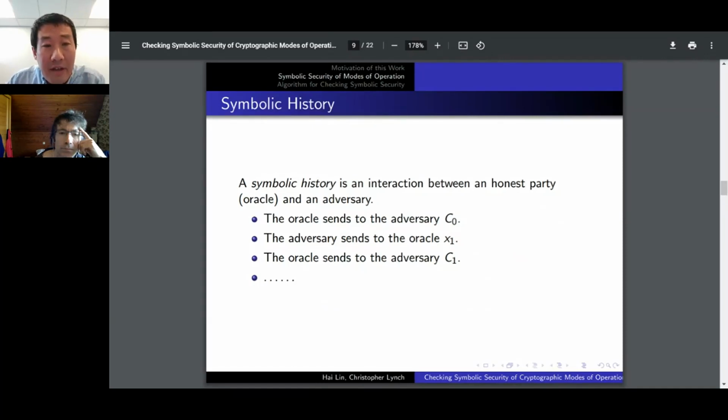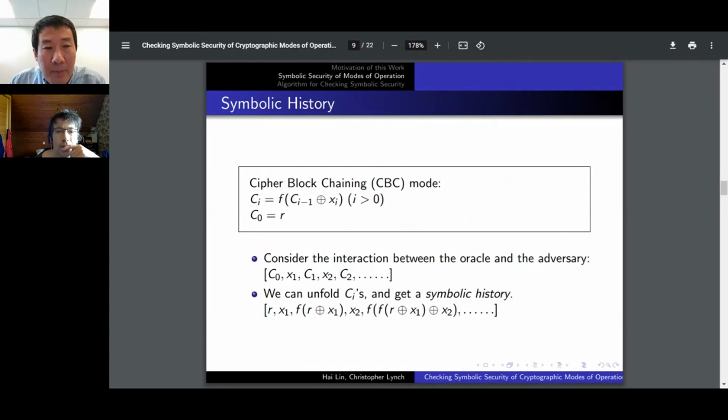So if we look at cipher block chaining mode, and if we consider this sequence C0, X1, C1, X2, and so on, so essentially all the terms are listed in the order that they are generated. And we can unfold each of the Ci's by this definition. So by this definition, C0 is R, and C1 is f of R XORed with X1, and so on. So we can unfold all of the Ci's in this sequence and get a symbolic history.